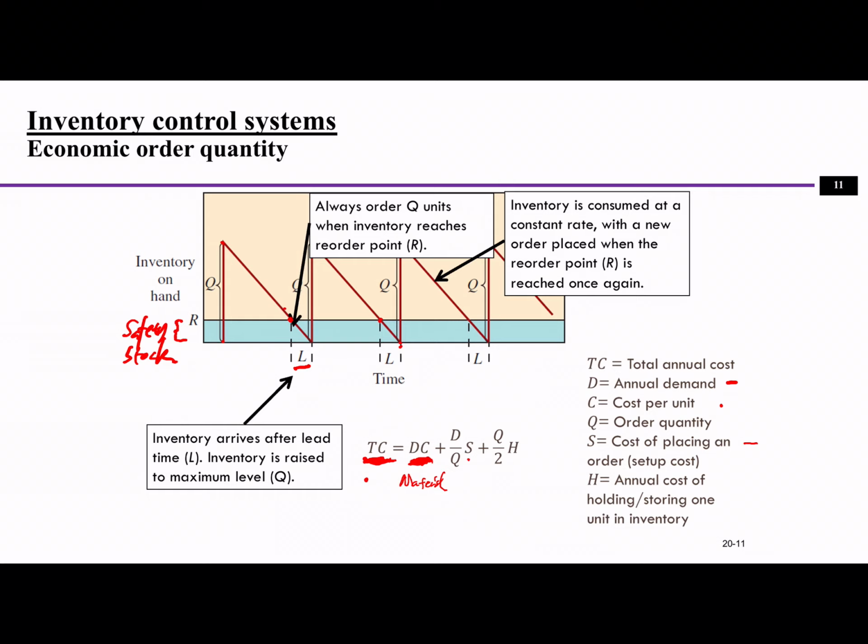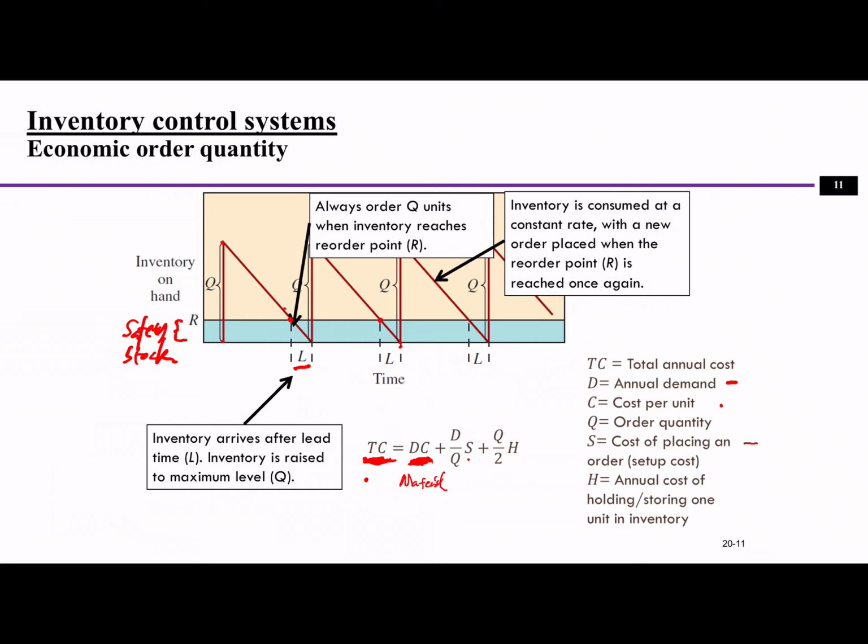So it's placing the orders, and how often does this cost occur? Every time you place an order, regardless of how many parts you order, there's a processing cost. If you order 10 times a week, then it will be 10 times the setup cost. If you only order one time in the whole year, then that is only one time S. So how do we know how many times we place orders? We simply use D, the annual demand, divided by Q, the order quantity.